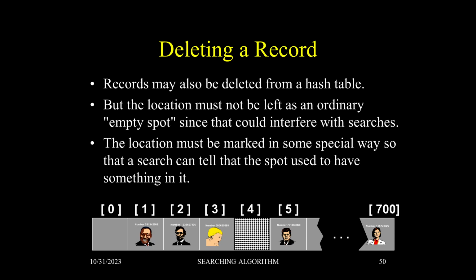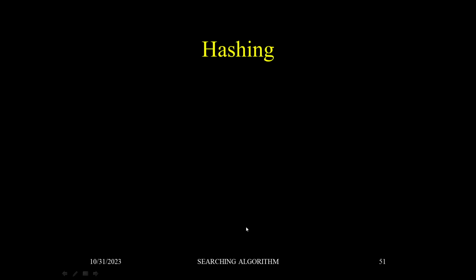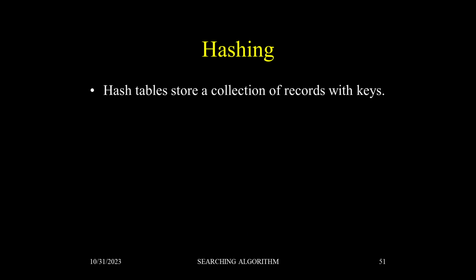A record may be deleted from a hash table, but the location must not be left as an ordinary empty spot, as I told you, since that could interfere with the searches. The location must be marked in some special way, so that a search can tell that the spot used to have something in it. Okay, like that. You can see A of 4 is just marked like this, right?